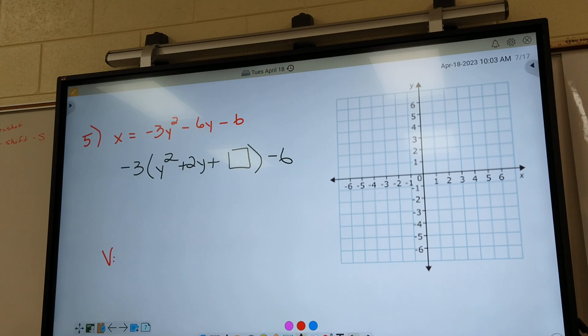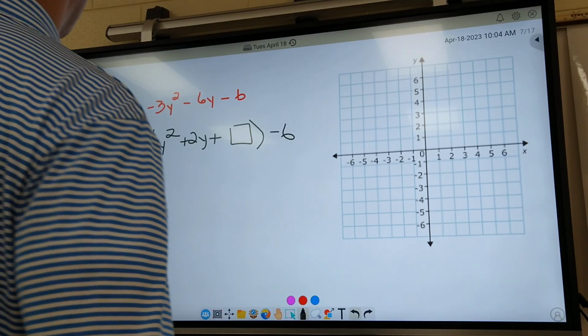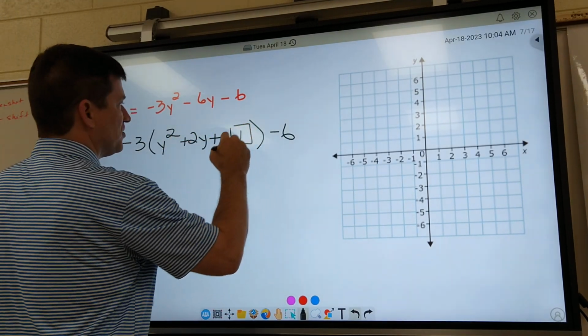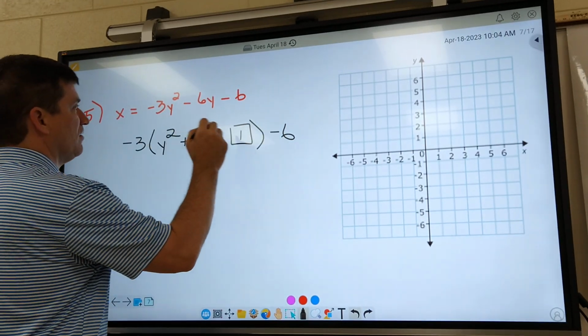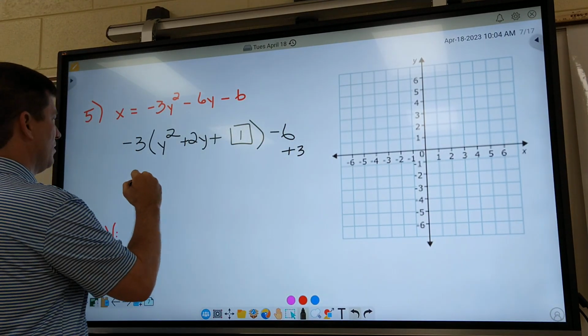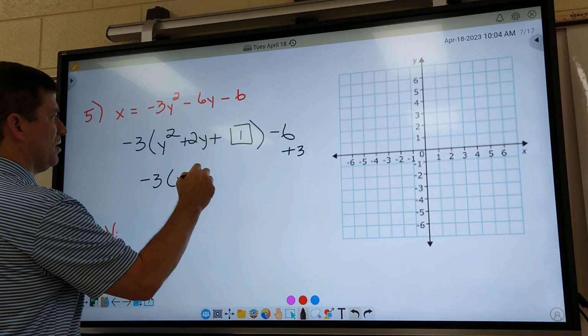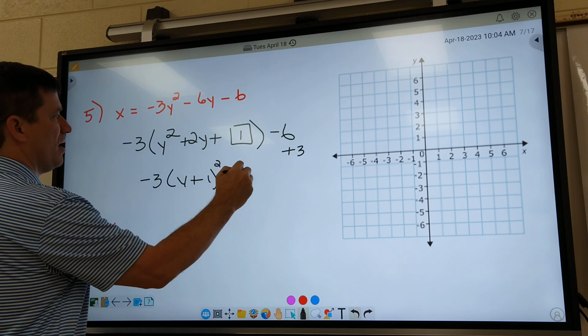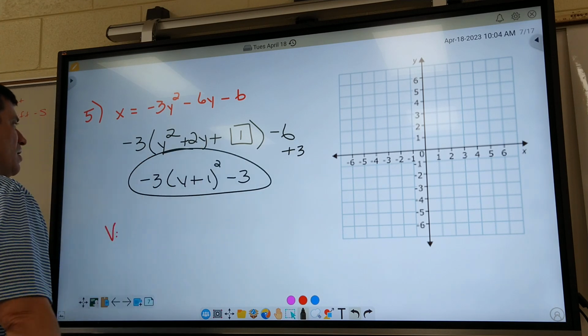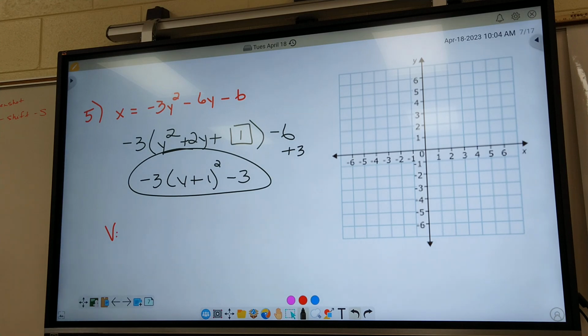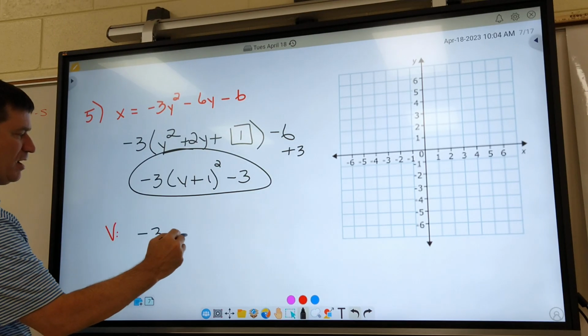And again, if you guys get big numbers, then we'll. Half 2 is 1, 1 squared is 1. -3 there, plus 3 there. Y plus 1 squared with a -3. All right, Matthew, check what I've got on number 5 for my equation. That looks right. So my vertex is going to be -3 and -1.